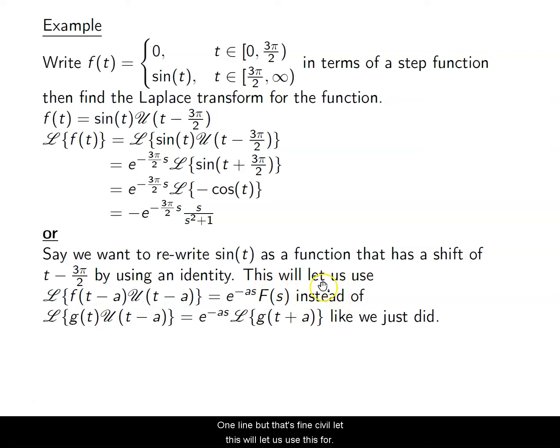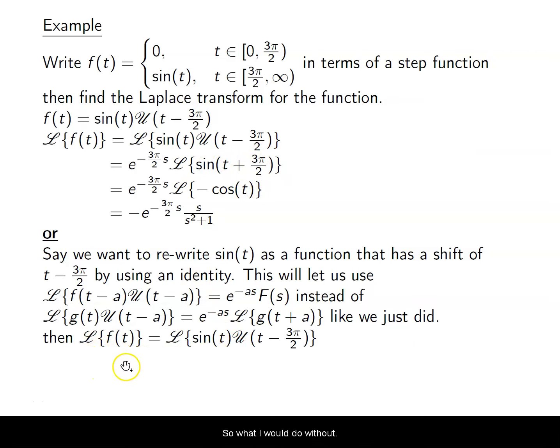So this will let us use this form instead of the form that we use, the g of t, right, instead of this one. So this is e to the negative as times f of s, which is a little bit easier, right? Because then I can transform this right away instead of trying to find a substitution for this that works for me. Okay, so what I would do is I would do both sides just like I did here, right?